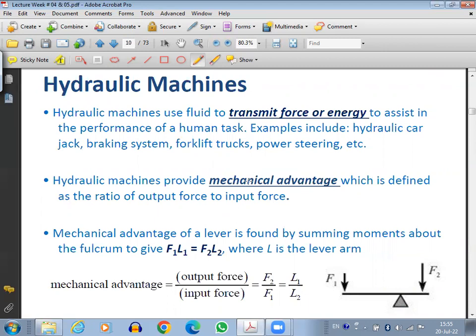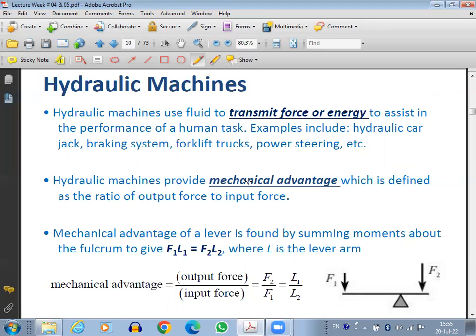The power steering is something I have faced a lot. Initially, I used to have a car which was manual. A lot of power is required to turn the steering. But once you have the power steering, hydraulic fluid does all the work. Even you can turn it with your finger. Okay.